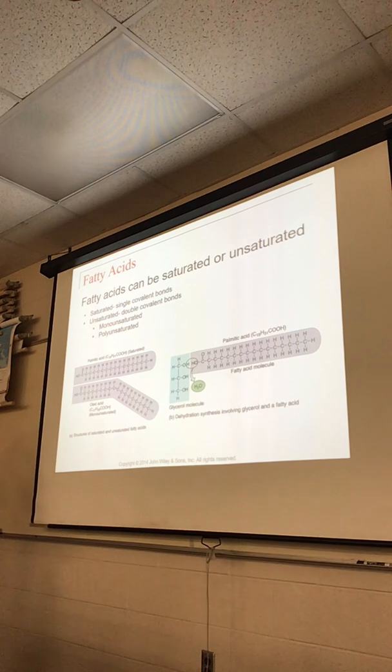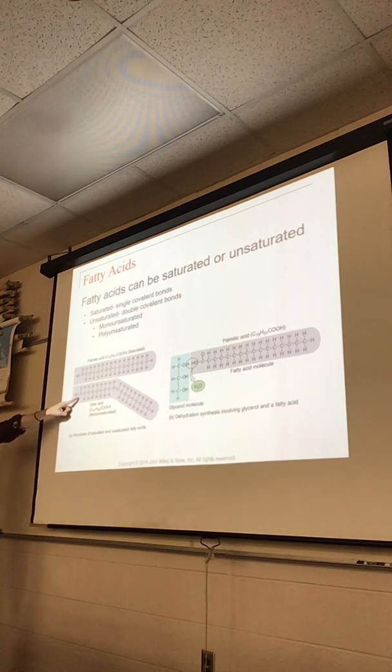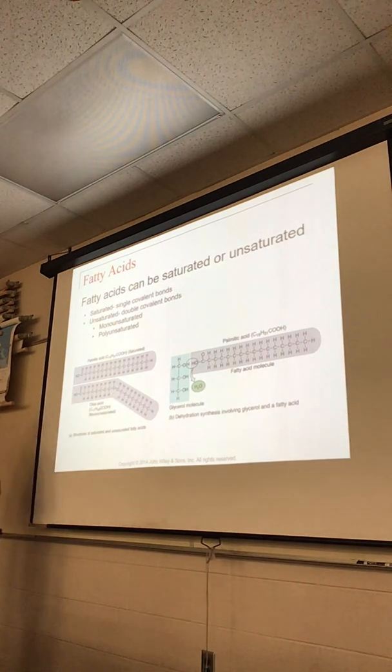Everybody get that? So saturated fats are solid at room temperature because they pack on top of one another like little sticks. Unsaturated fats with double bonds are liquid at room temperature because they can't stack on one another. They've got bends. They're like oils.